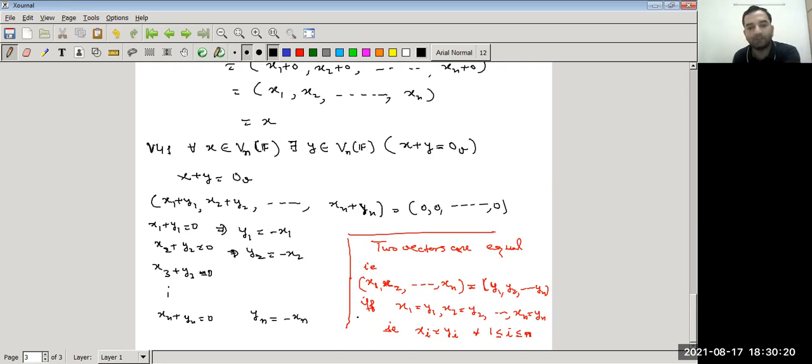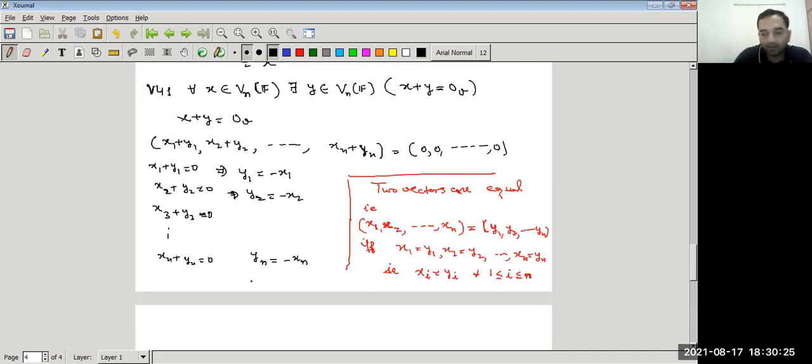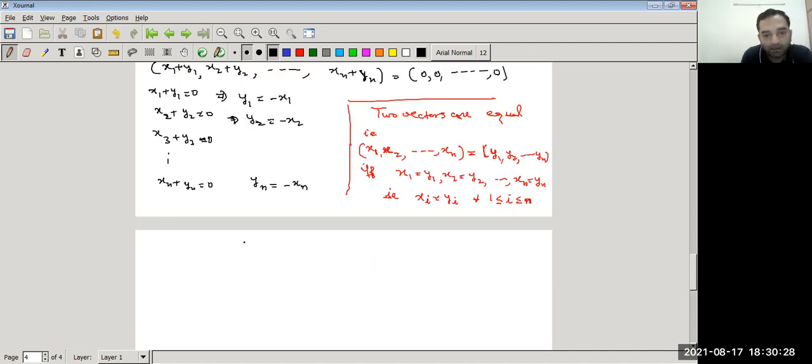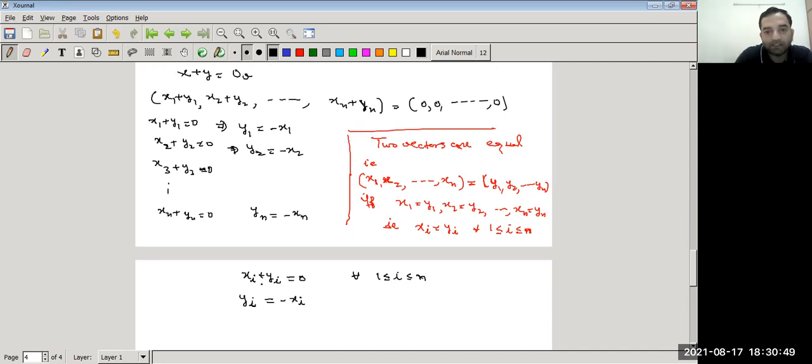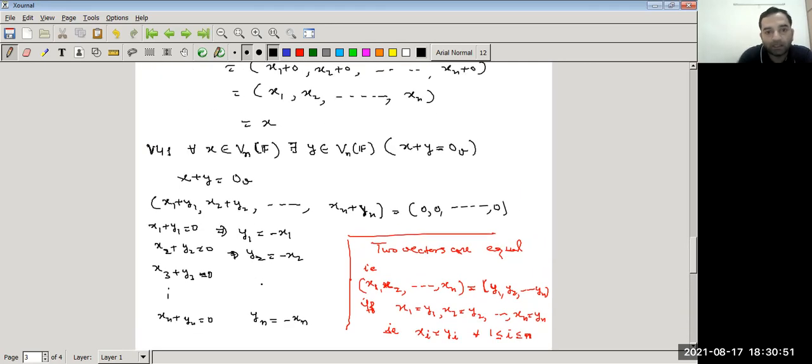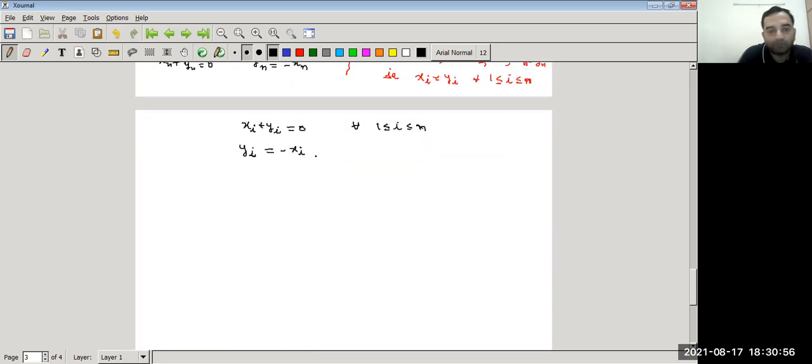So in general, what we can find is that xi plus yi is equal to 0 for all i lying between 1 to n, and yi is equal to minus xi. So if yi is equal to minus xi, then we said that y is the additive inverse of this. So what will the additive inverse be?